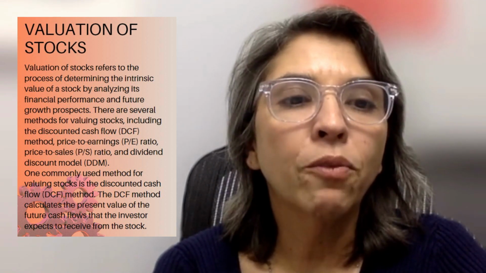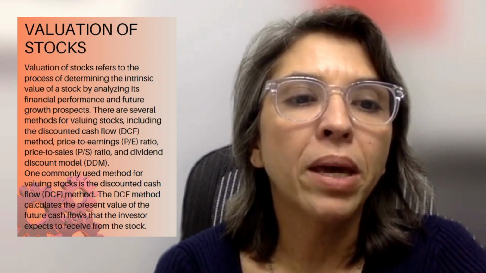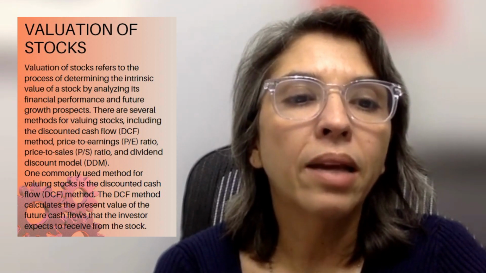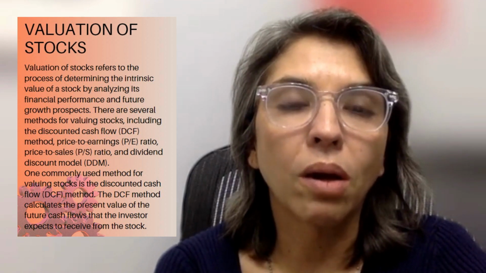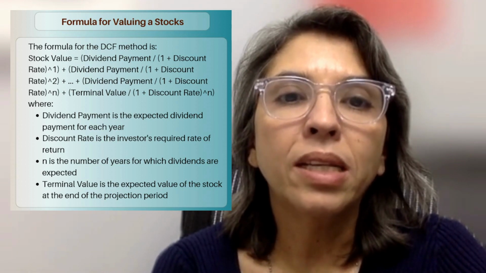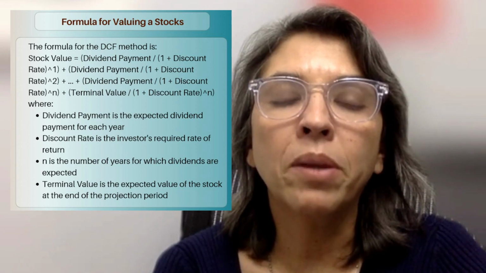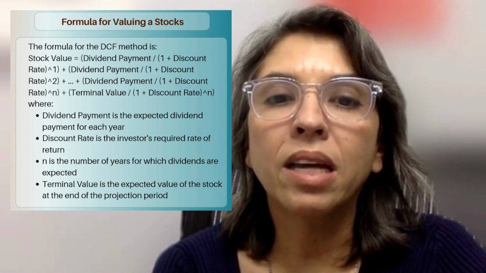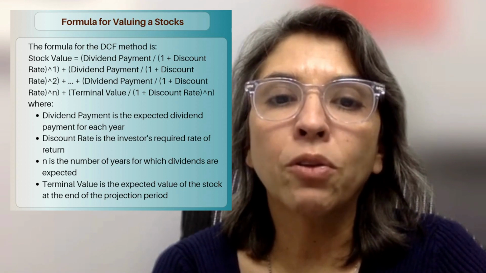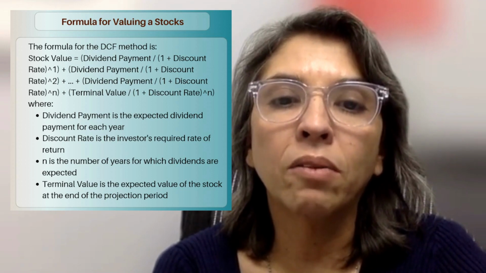One commonly used method for valuing stocks is the discounted cash flow method. The DCF method calculates the present value of the future cash flows that the investor expects to receive from the stock. You can see the formula here for the DCF model. In this formula, dividend payment is the expected dividend payment for each year. Discount rate is the investor's required rate of return. N is the number of years for which dividends are expected, and terminal value is the expected value at the end of the projection period.